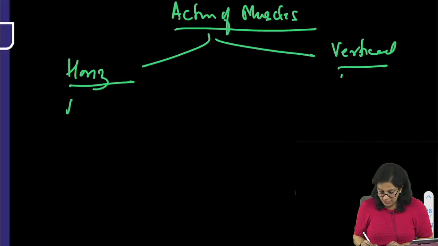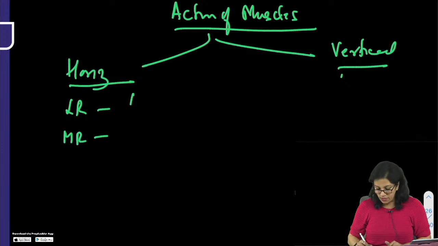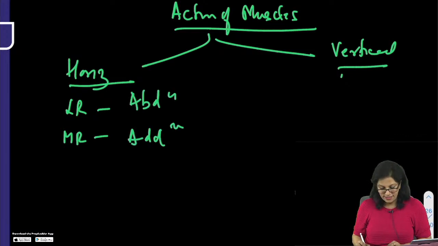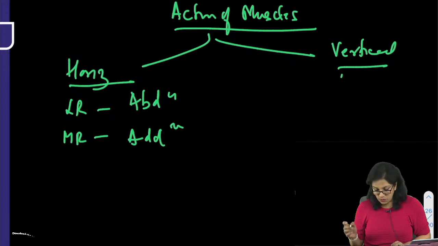So horizontal muscles, lateral rectus, medial rectus. Let's revise it even if you know. Only one action, this is abduction, medial rectus, this is adduction. Correct? Now we come to vertical.